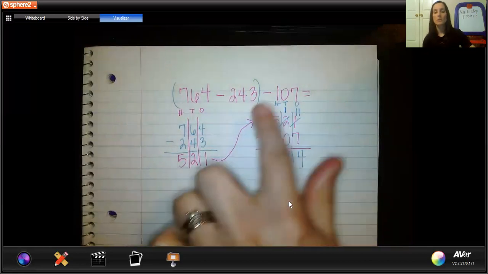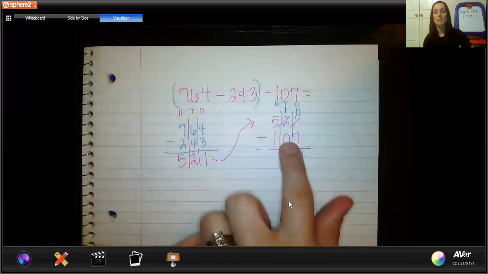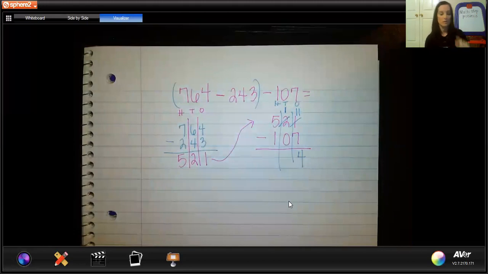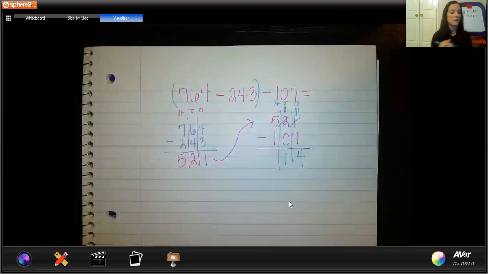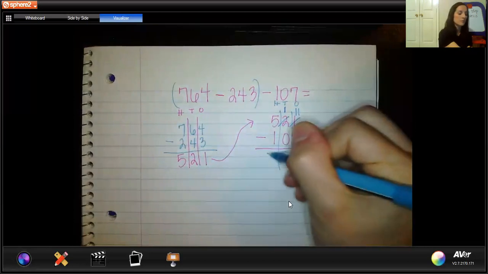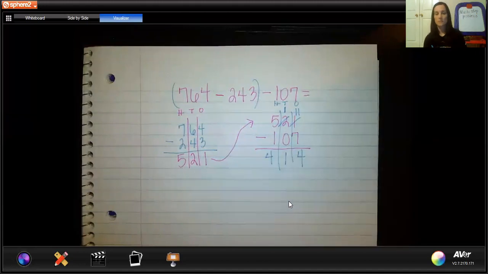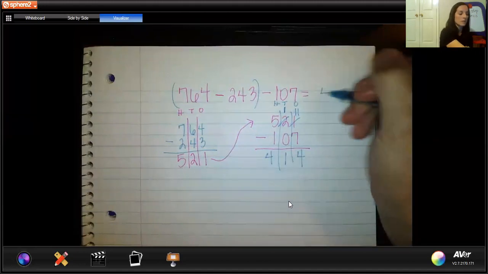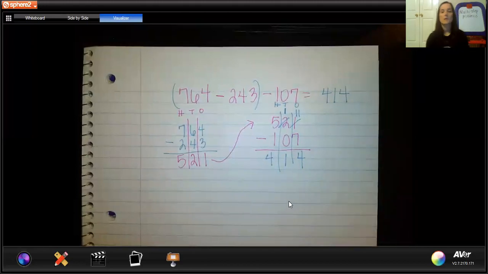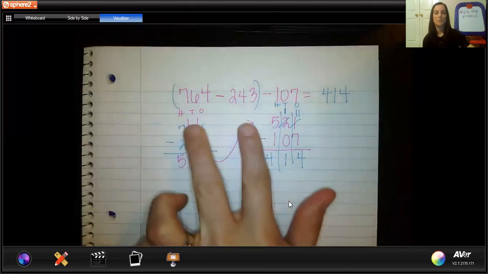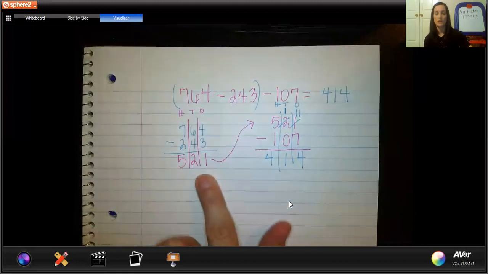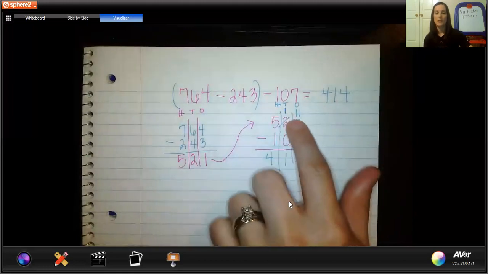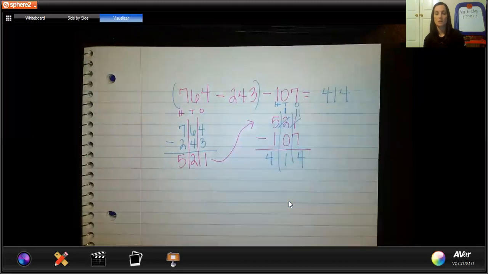Now we have moved over to the tens place value, 1 minus 0, which is 1. And then our hundreds place value, 5 minus 1, which is 4. So now we have found our answer. Remember, splitting these, only focusing on these first two numbers to get our answer, and then taking our answer and subtracting that third number.